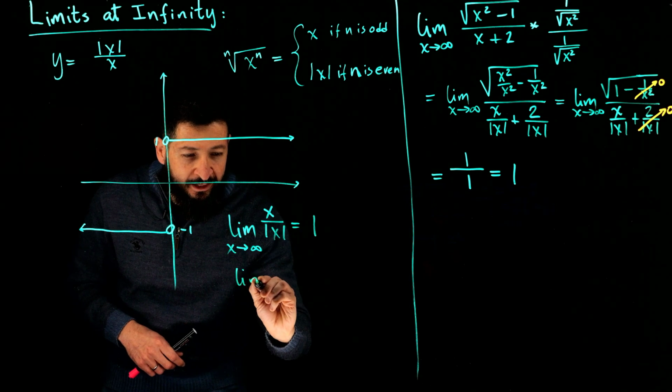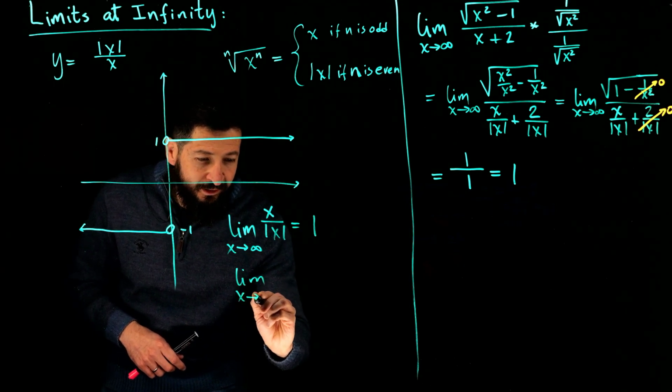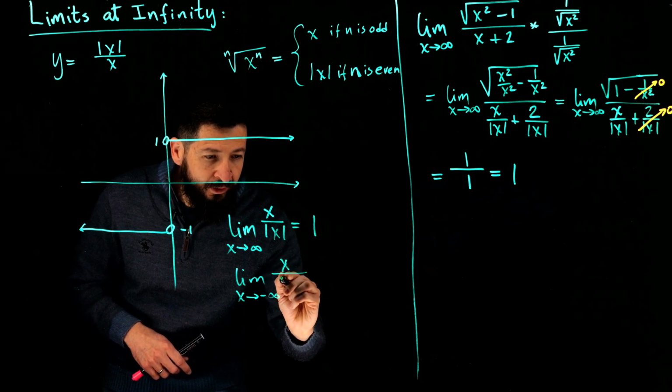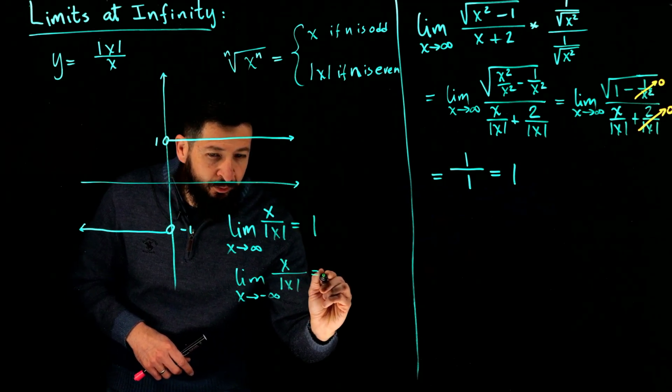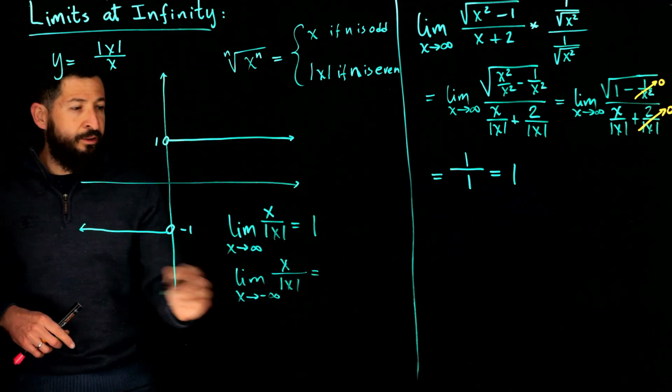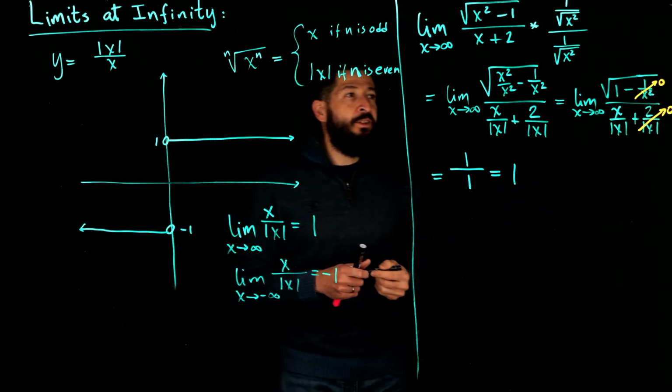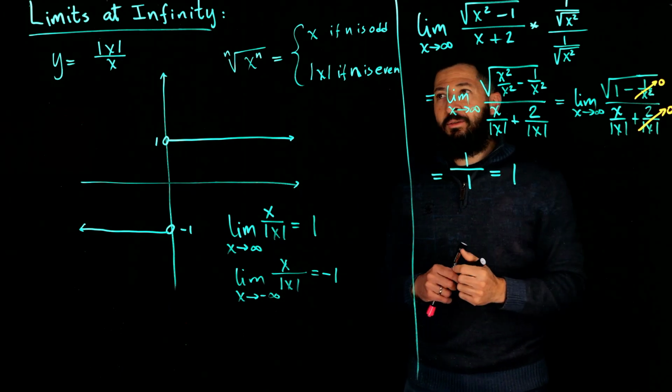And the limit as x goes to negative infinity of x over the absolute value of x, you're going to be going in this direction, is negative 1. All right, so this limit here gives us positive 1.